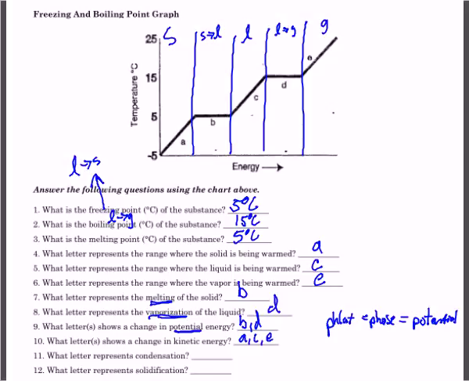What letter represents condensation? Does our graph show condensation? No, so condensation is the opposite of what phase change? Boiling or vaporization. So condensation point is going to be D. And then what represents solidification? B. What's another term for solidification? Freezing or fusion. All right, melting is the opposite of it.